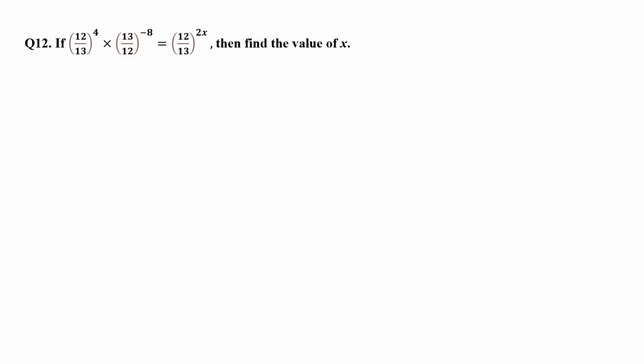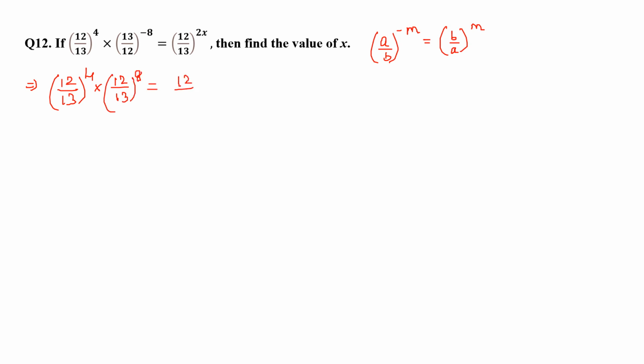So we have a law, right? We have one law which tells that if it is a by b whole raised to the power minus m, we can write that as b by a whole raised to the power m. So I'm going to write it here as 12 by 13 whole raised to the power 4, multiplied by, now here it is a negative power, so I can write 12 by 13 whole raised to the power 8, and this is equal to 12 by 13 whole raised to the power 2x.